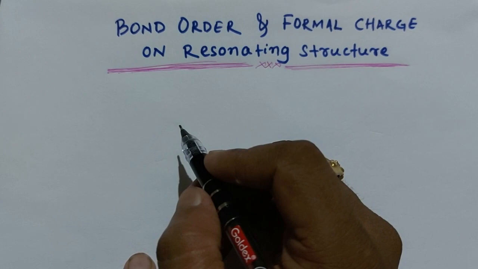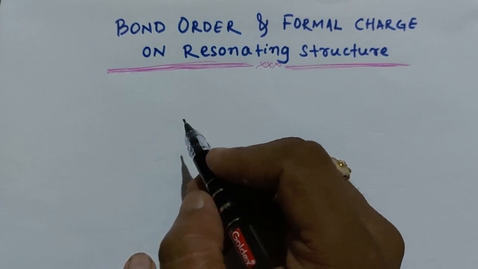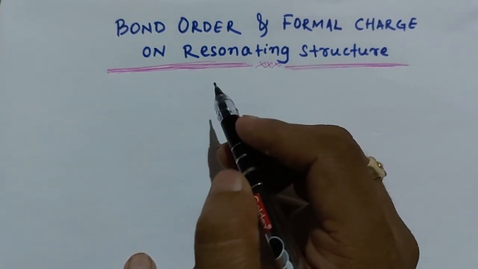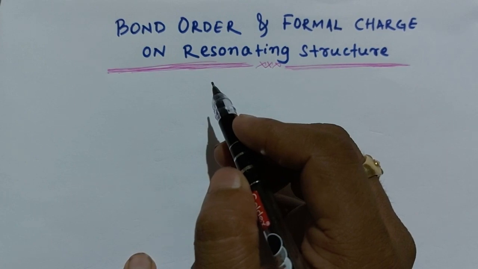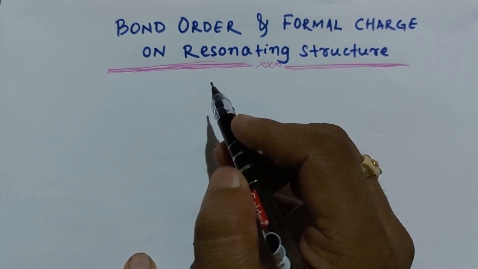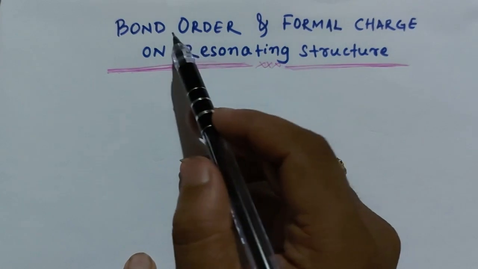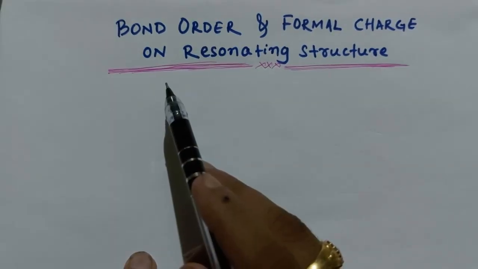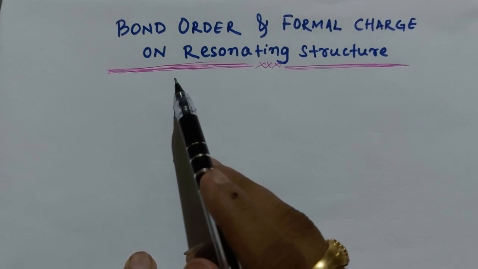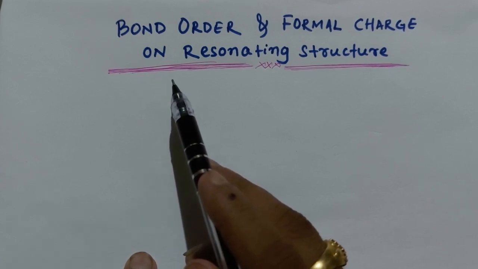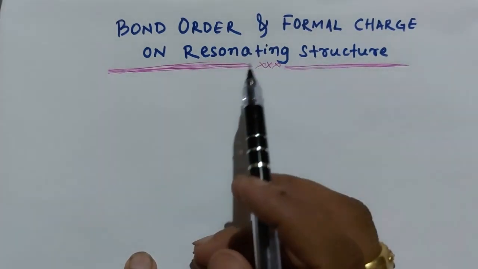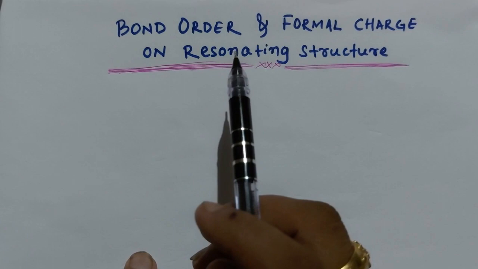But remember, in resonance or resonating structure, what happens? The delocalization of the electron occurs, and because of this delocalization of the electron, the bond order changes. Also, the formal charge changes during the resonance. So, today I will discuss how to calculate the bond order and formal charge of the resonating structure.